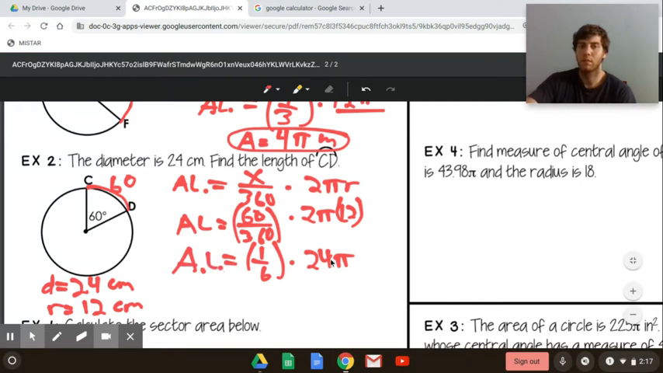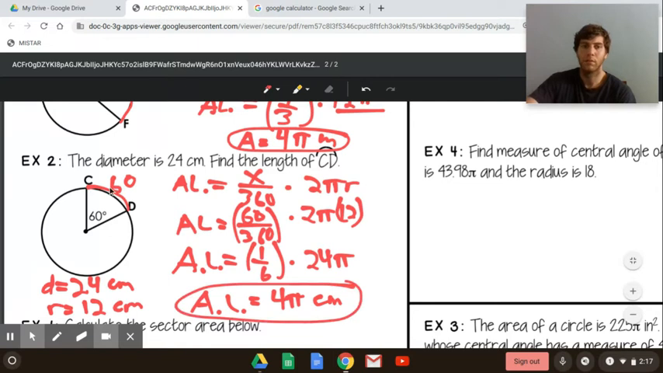Okay, and then you multiply those together, so 1/6 times 24 pi, we're going to end up with 4 pi. All right, and the units again on that is centimeters. So 4 pi centimeters is going to be our arc length, right? 24 pi around the whole thing, but only 4 pi from C to D. So the length of arc CD is 4 pi.